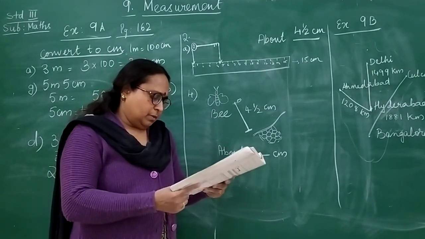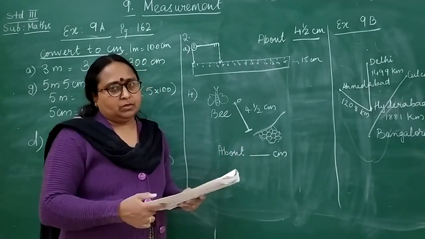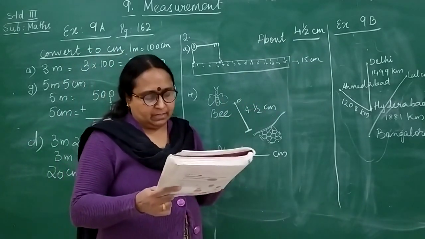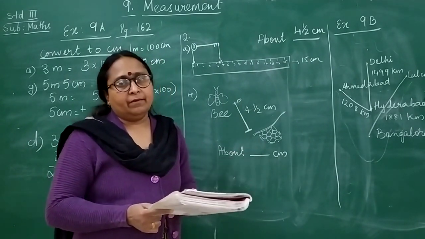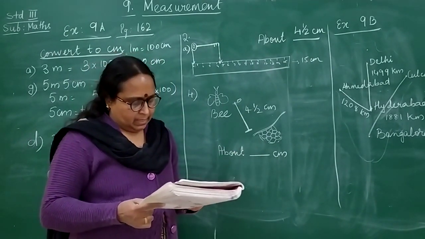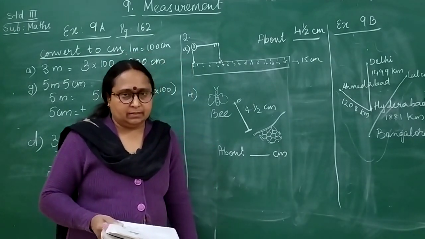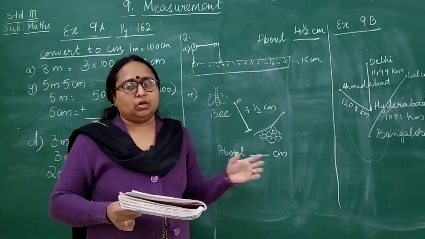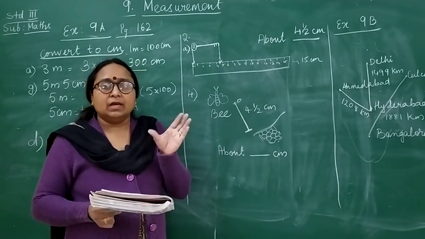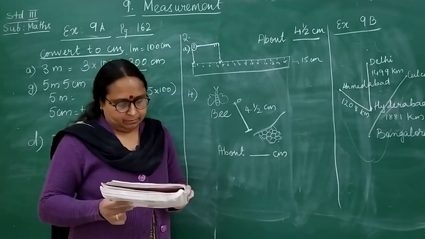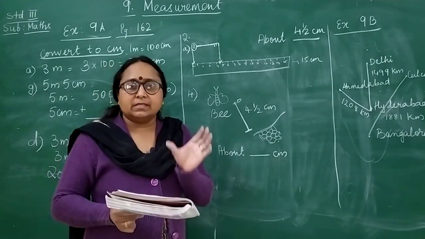Then distance from a railway station to your home. So it is a long distance, isn't it, from your home to the railway station. So it is 5 kilometer. Then length of a shoelace. Shoelace, it is very small. You can tie it in your shoes, you know, it is very small. So you can measure it with your scale, normal scale. So it is in centimeter. Length of a shoelace is in centimeter.